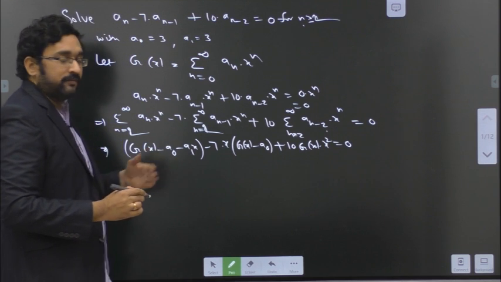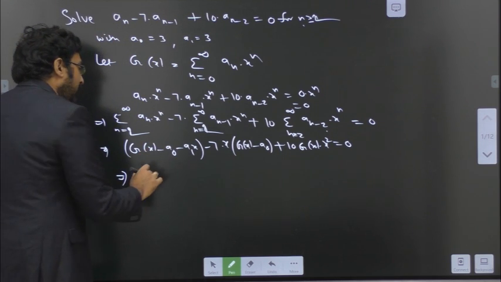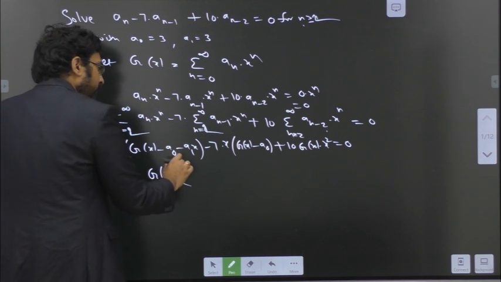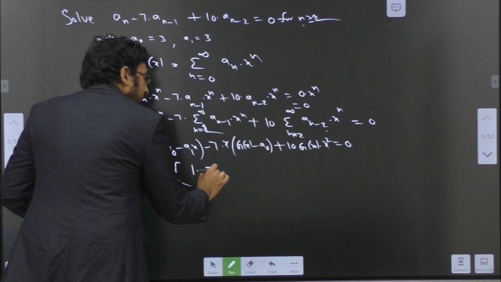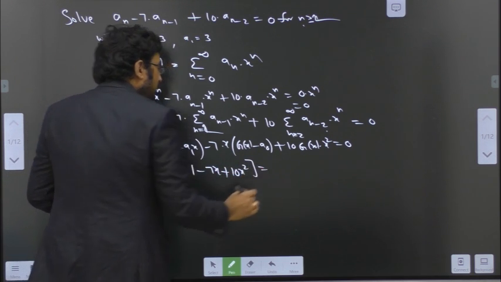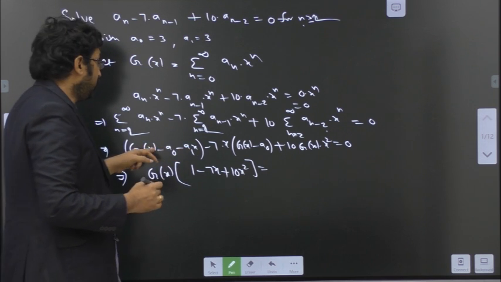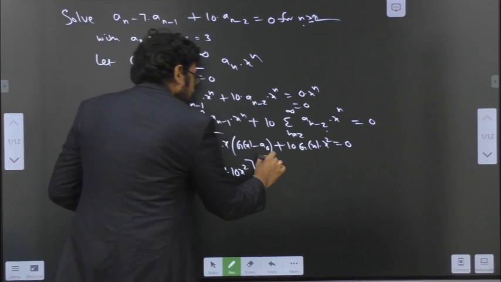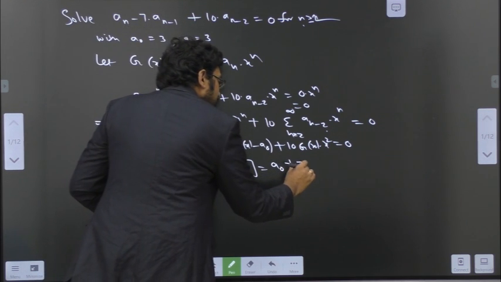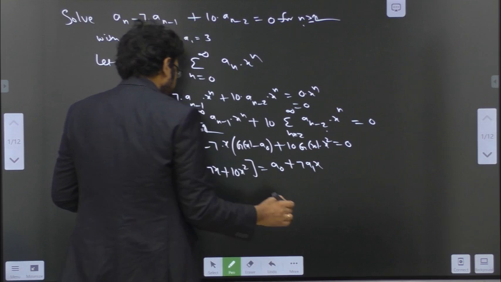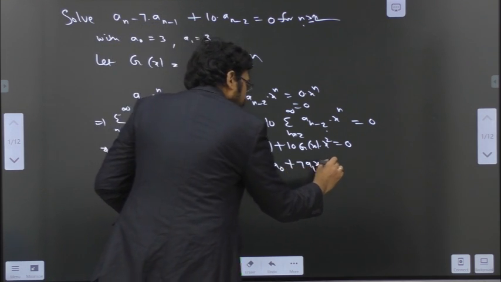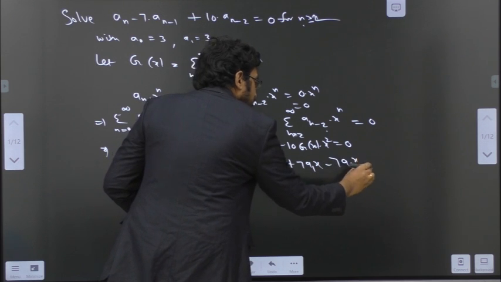Now from the left side take g(x) terms as common. If you take g(x) as common we will get 1 minus 7x plus 10x squared, equal to the remaining terms on the right side: minus a_0 becomes plus a_0, minus a_1 x becomes plus a_1 x, and here 7 a_0 x, if you go to the right side, will become minus 7 a_0 x.